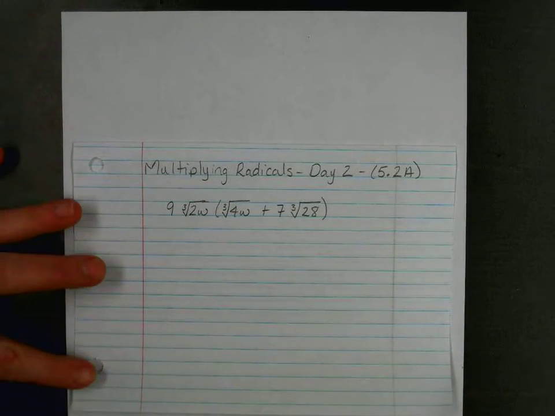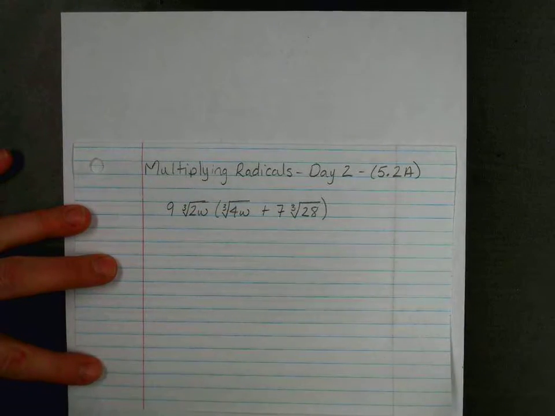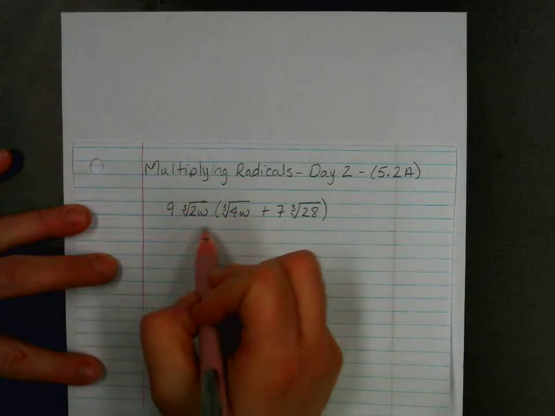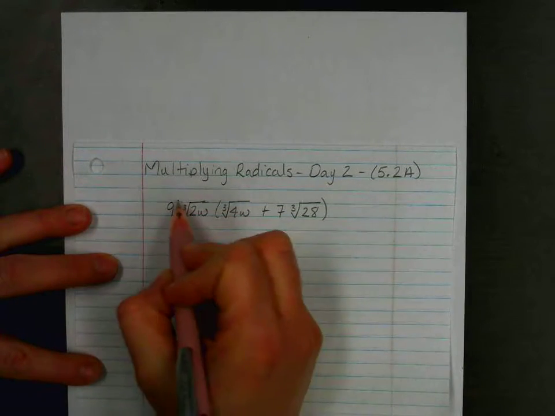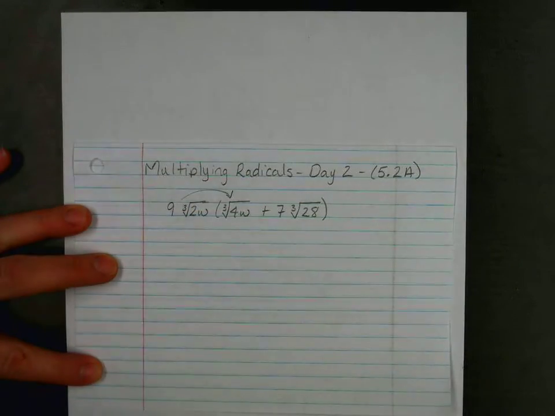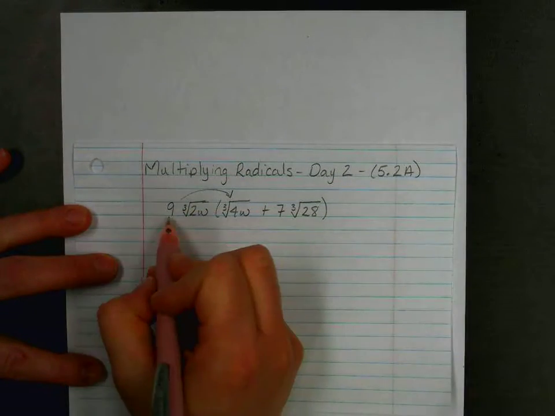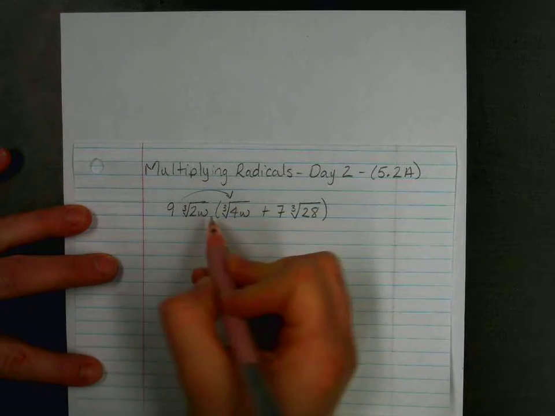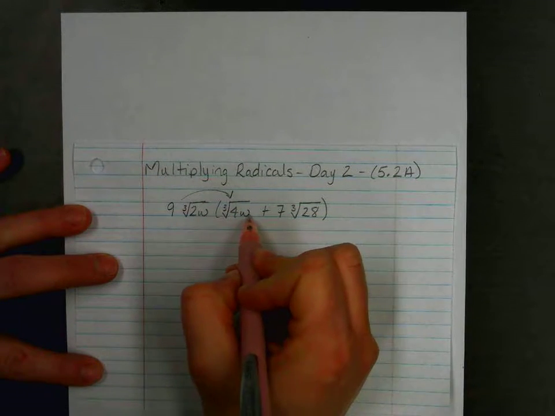Multiplying radicals involving variables. Okay, so in this case, when we have a monomial times a binomial, we simply want to distribute this using our distributive property through our set of brackets. So I'm going to take a 9 cube root 2w times a cube root 4w.